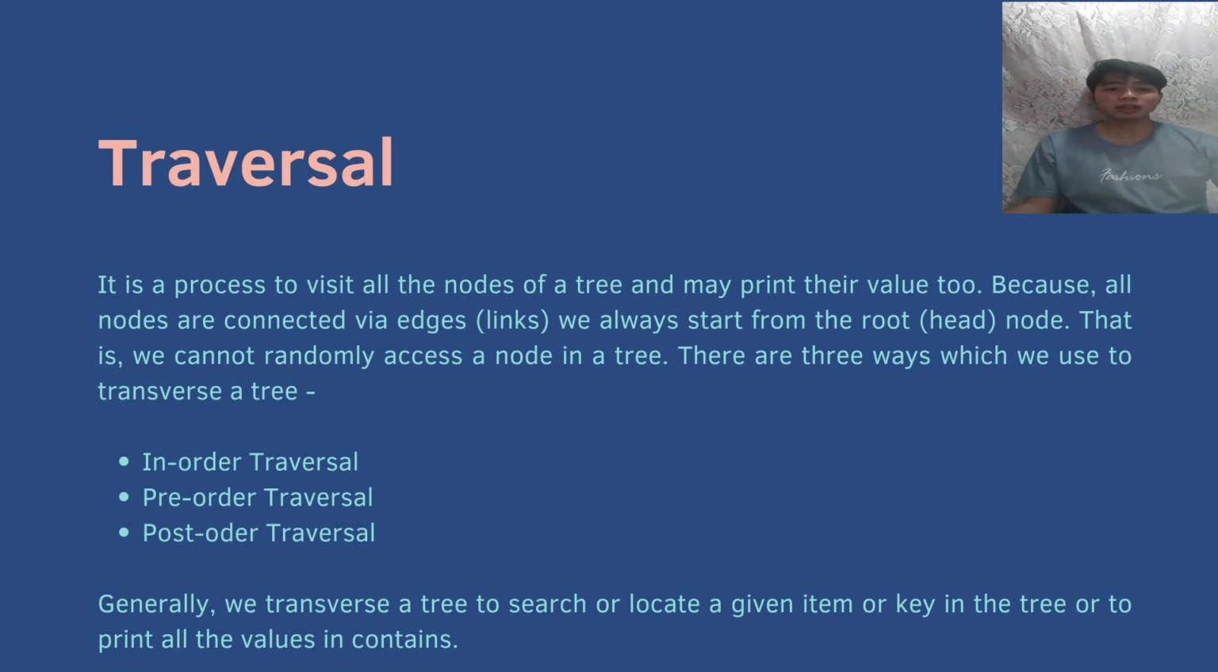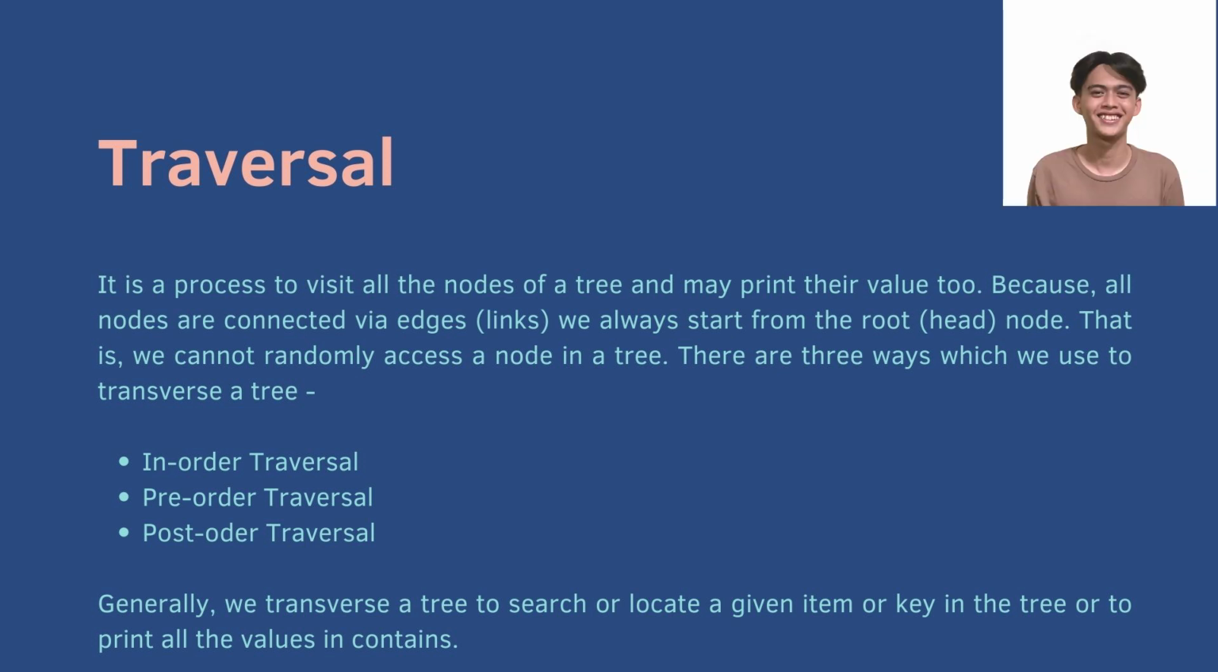And there are 3 ways which we use to traverse a tree. First, in-order traversal. Second, pre-order traversal. Third, post-order traversal. Generally, we traverse a tree to search or locate a given item or key in the tree, or to print all the values it contains.